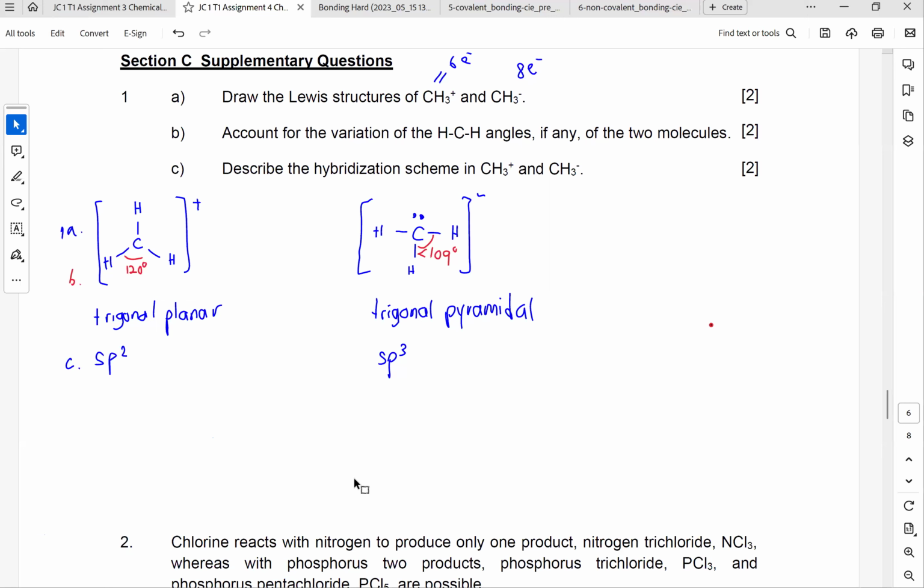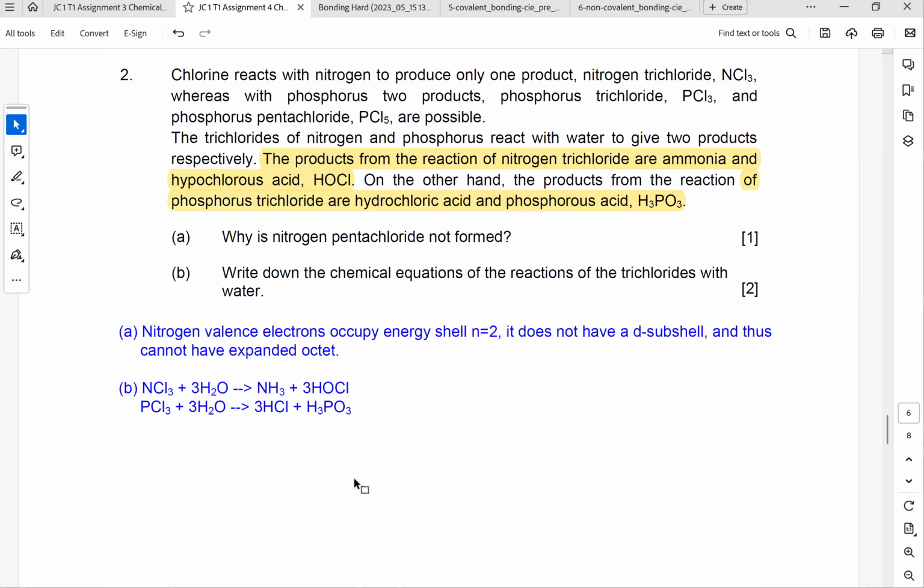Okay. Section C, any question for question 1? No? All right. Question 2 is just nitrogen is from period 2. So quantum shell 2 only has S and P subshells. It doesn't have a D subshell. So maximum it occupies 8 electrons. But P is from period 3 and quantum shell 3 has S, P, and D. So it can have extended octet.